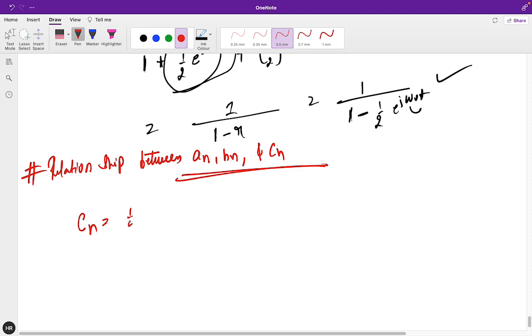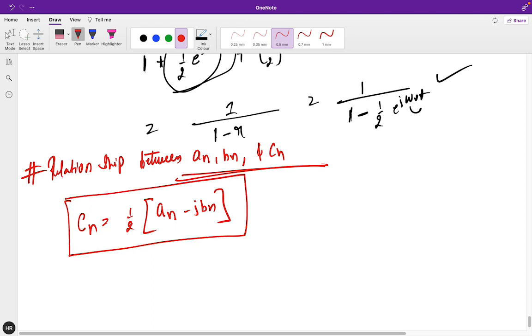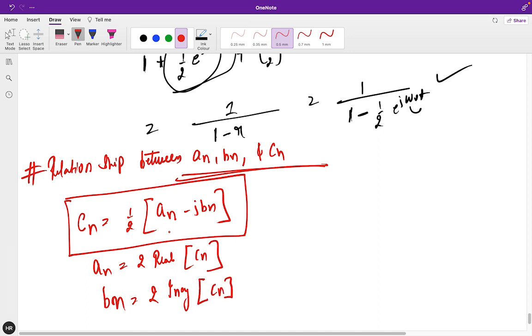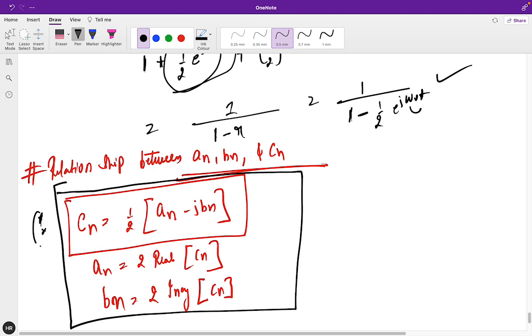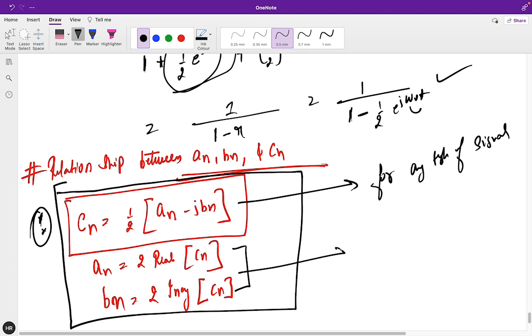cn is nothing but 1 by 2 (an minus jbn), and an is nothing but 2 times real of cn, and bn is nothing but 2 times imaginary of cn. So these are the relations between an, bn and cn. This one is applicable for any type of signal. But these two are not applicable for any type of signal; they are valid only for real x of t.